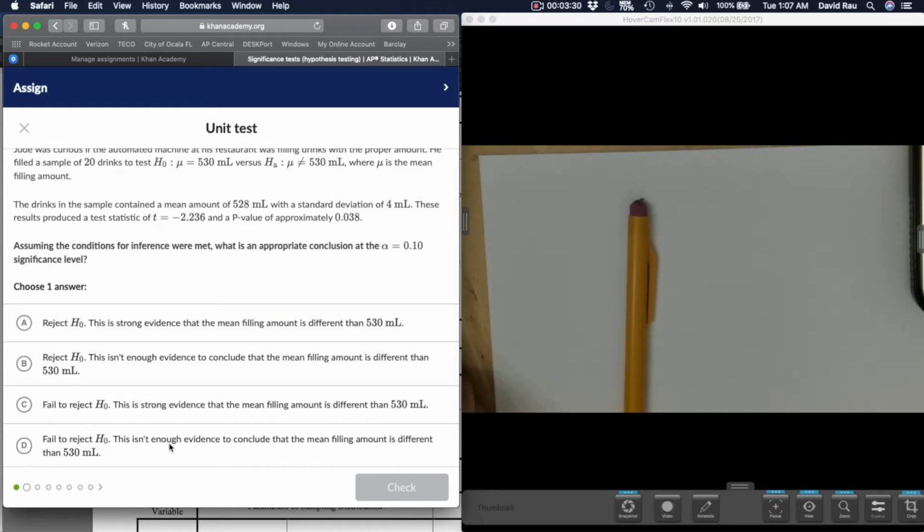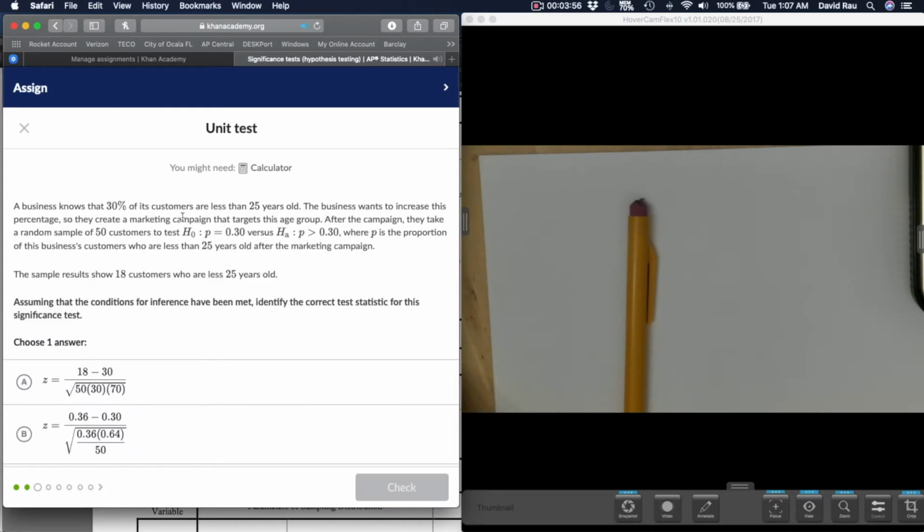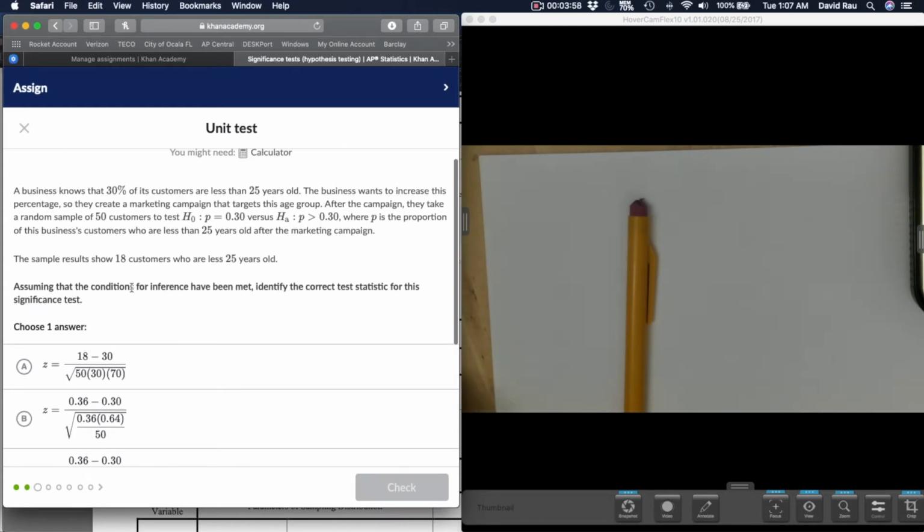So in other words, B and C are nonsensical answers. If you reject, there is evidence. So it's only A. B's out. That doesn't agree. If you fail to reject, there isn't enough. So C is out. Nonsensical. Again, we're rejecting H0. There is evidence that HA is true, in other words, that it is different. And onward. Okay, I have another test.